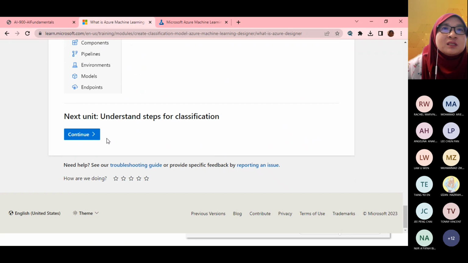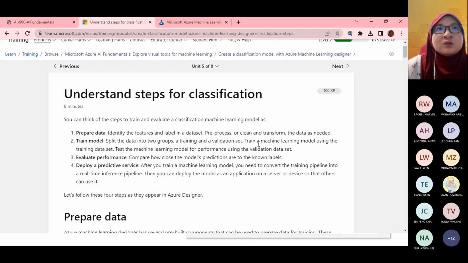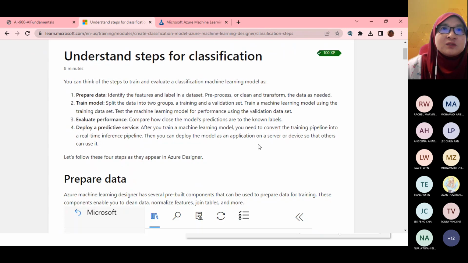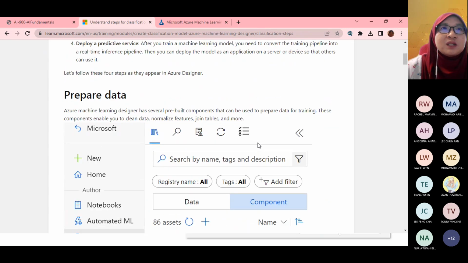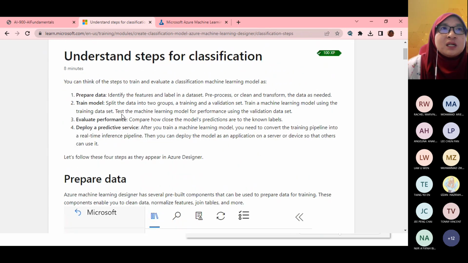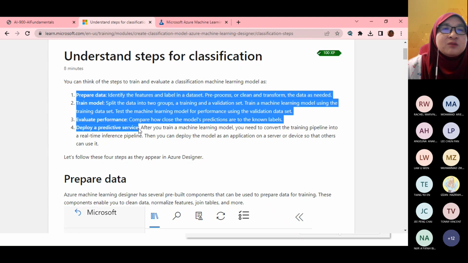Because machine learning is not my expertise, but I'm willing to learn. Combining NLP with machine learning is a very good tool. So understand the steps for classification. How do you use classification? Prepare data, train your model, evaluate performance, deploy predictive service. All the processes are the same, for classification, for regression, even for clustering.